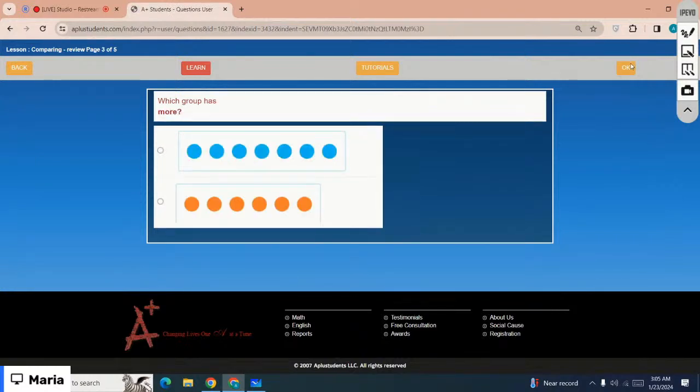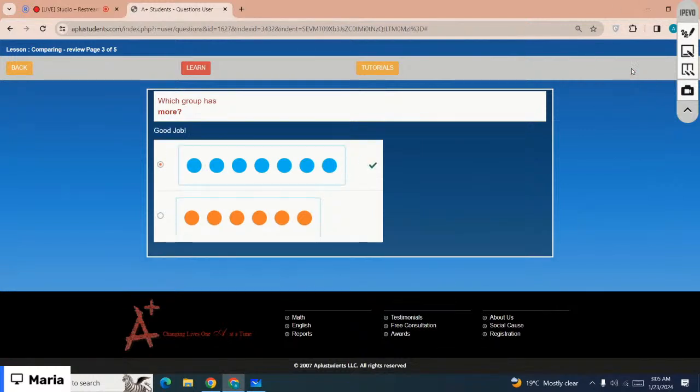Which group has more dots? Which is the correct option? The correct option is option number one. Blue group has more dots.